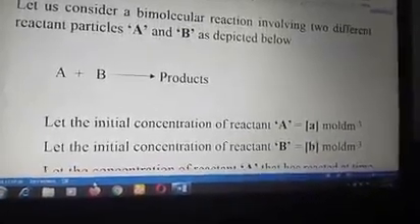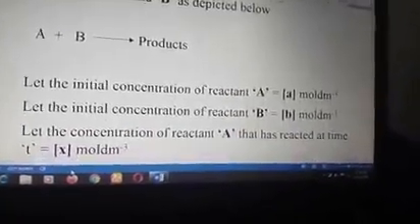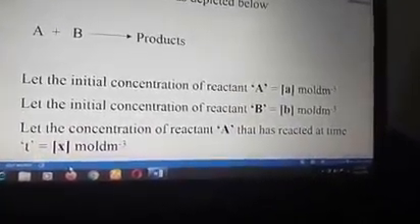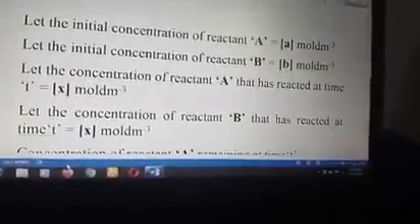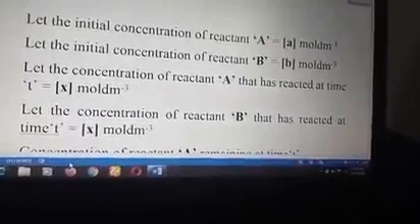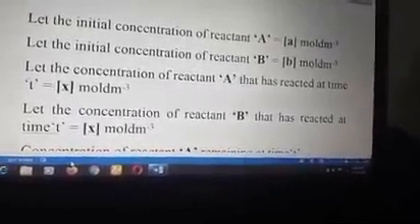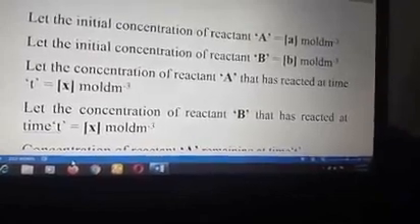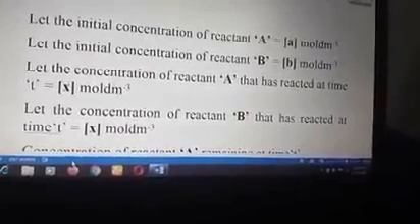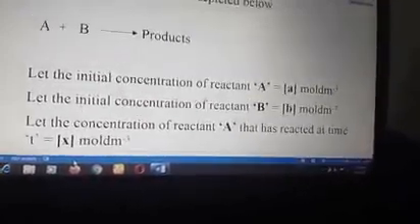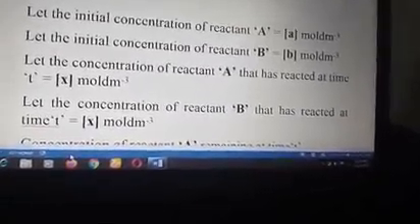Let the initial concentration of A be equal to a mole per dm cube. Let the initial concentration of B be equal to b mole per dm cube. Let the concentration of A that has reacted at time t be equal to s mole per dm cube. Also, let the concentration of B that has reacted or has been converted to product after time t be equal to the same s mole per dm cube. That means we assume that the concentrations of A and B reactants that are decomposed after some time t are the same, s mole per dm cube in each case.